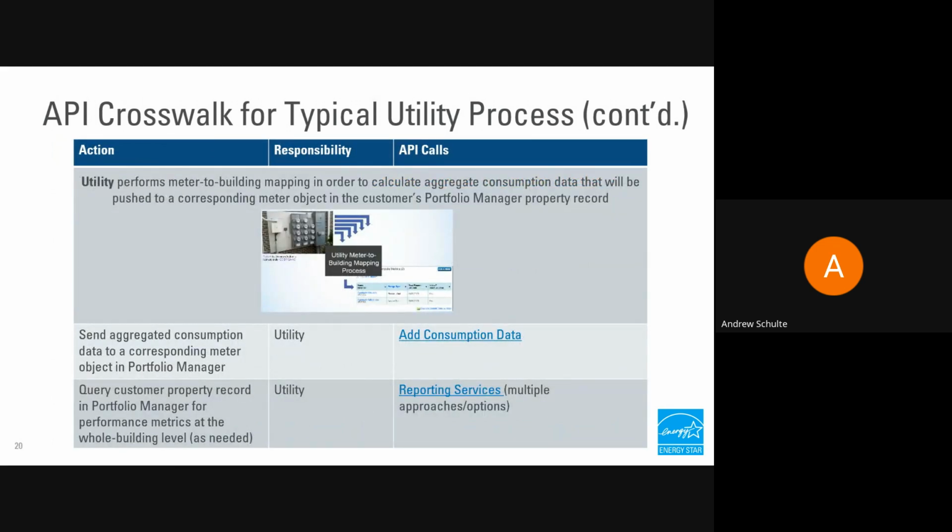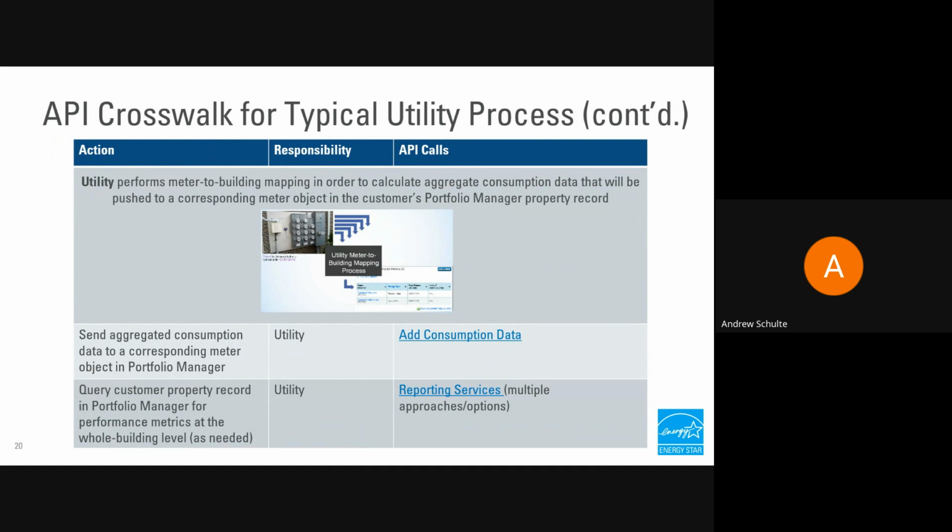Nothing in our API dictates how a utility should or must perform the meter to building mapping that we talked about earlier. That is a challenge that will need to be addressed and solved by the utility itself, because it's going to be highly dependent on what your existing data systems are, what your existing tools are for querying that data system.